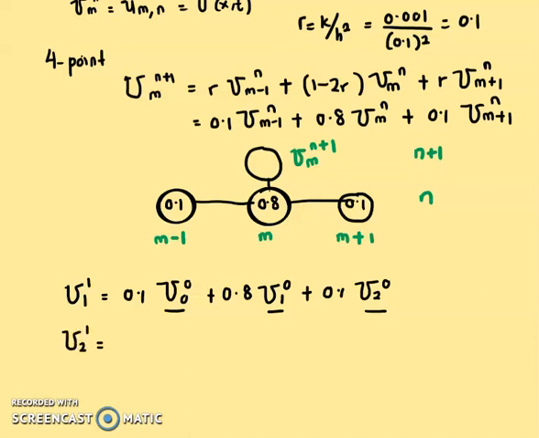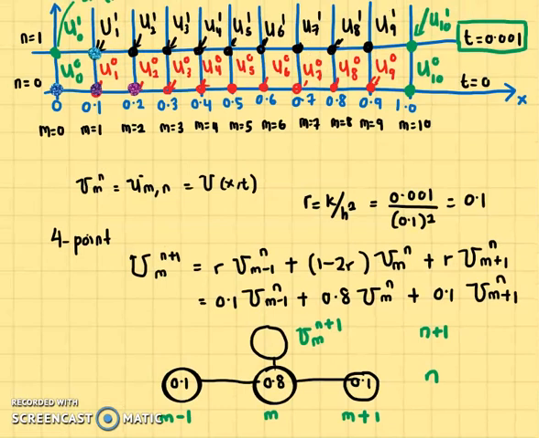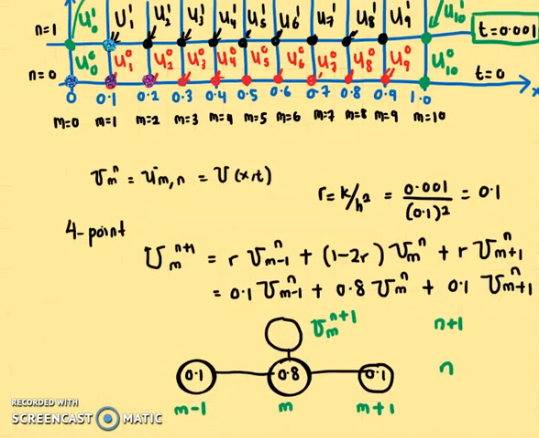u21 will be, okay, when m is 2 and n is 0. So we have 0.1 u10 plus 0.8 u20 plus 0.1 u30. So if I look at my diagram here, to find u21, I need u10, u20, and u30. Did you see the scheme here? This is exactly the same pattern as this one.